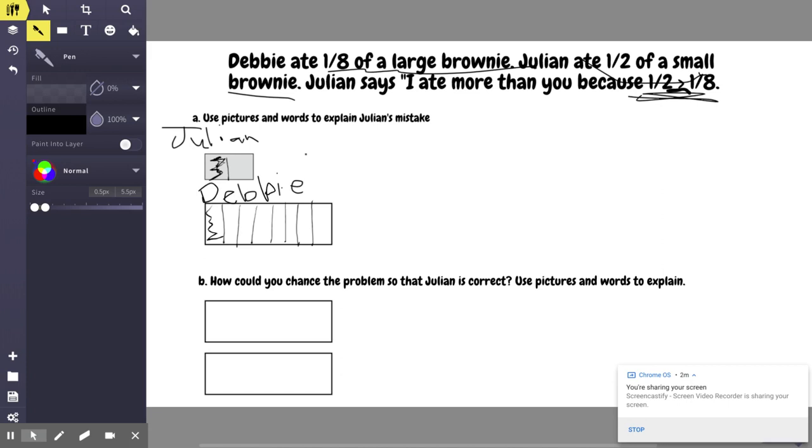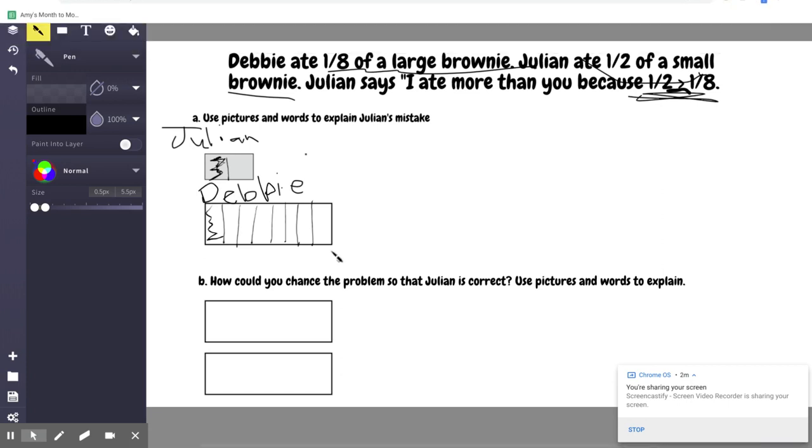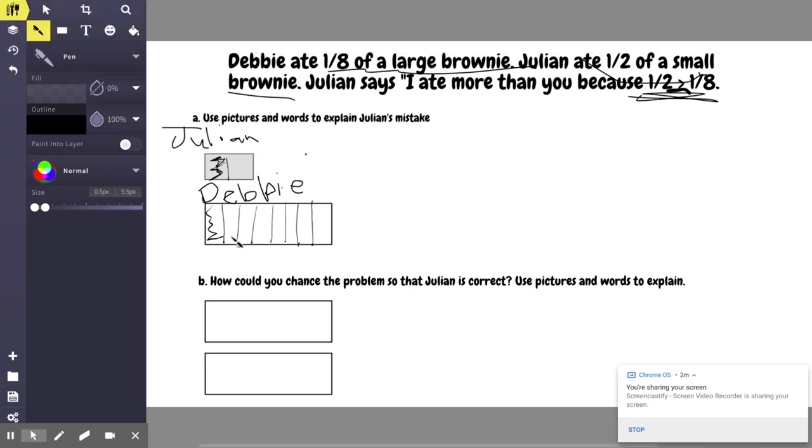Now, when you look at these pieces, we notice that the wholes are different sizes. So if we're explaining in words why Julian is wrong, it's because you can't compare wholes that are different sizes. He ate a small brownie. Debbie ate a piece of a large brownie.